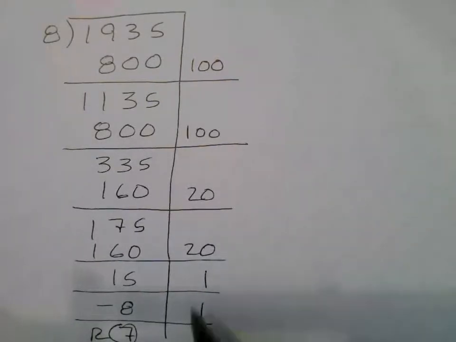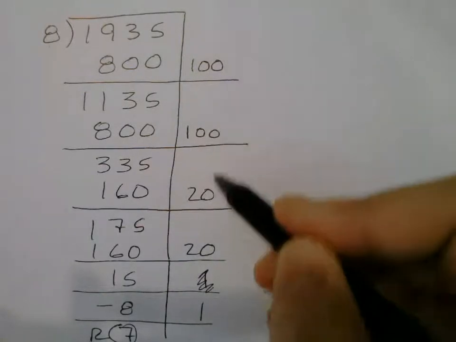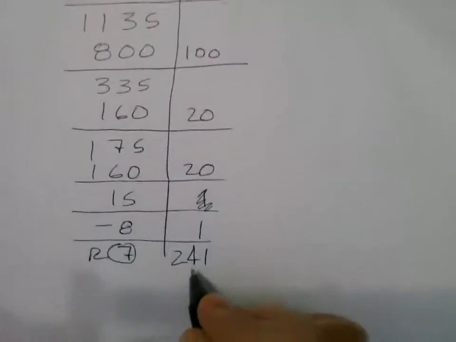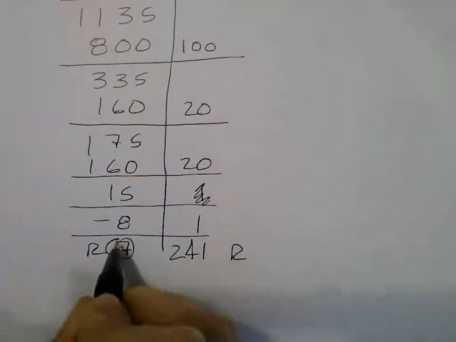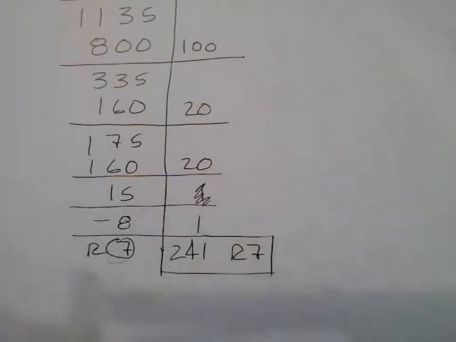Last thing to do here is I'm going to add 100, 200, 240, 241 with a remainder of 7. And that's my scaffolding algorithm.